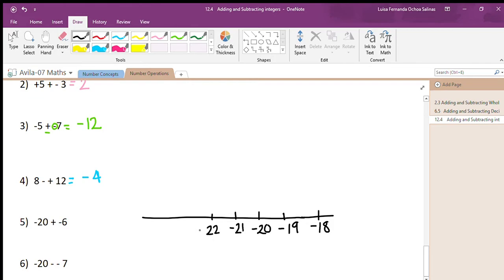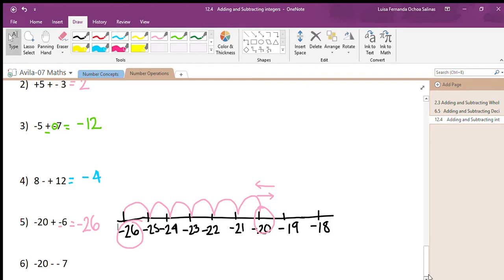-22, -23, -24, -25, and -26. Okay. So, a starting point. My starting point will be -20. So I start here. Okay, positive sign. I go to the right. Then negative sign, go to the left, change direction. 6, how many steps? 1, 2, 3, 4, 5, 6. My final answer will be negative 26.